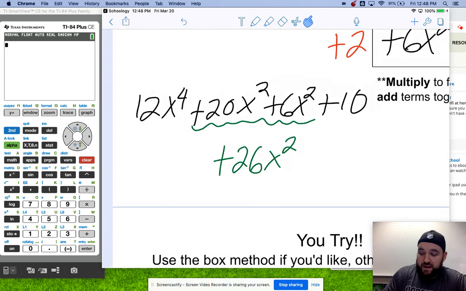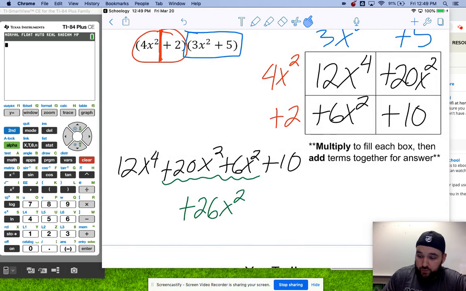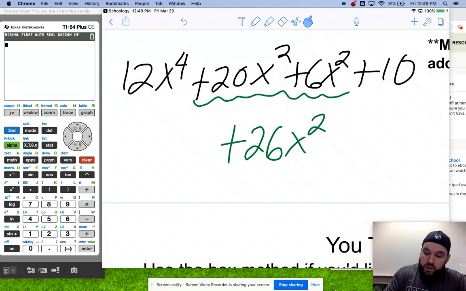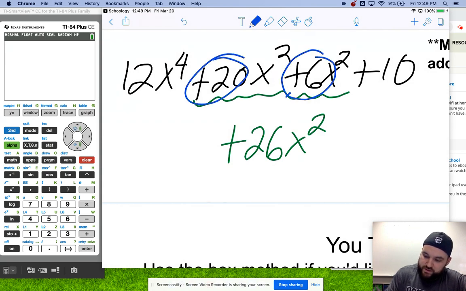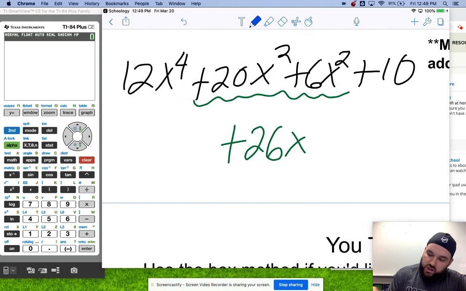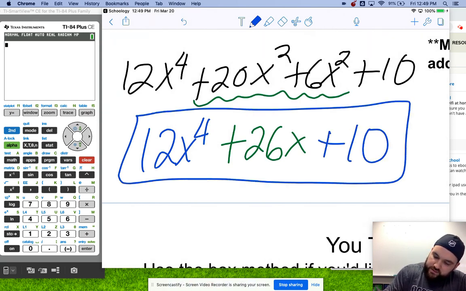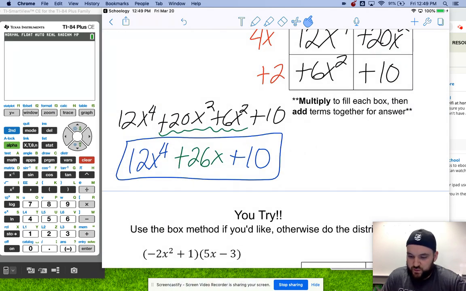Okay. Back here to fill out the box, we multiplied x squared and x squared to get x to the fourth. That changes powers. But when you're talking about combining like terms, you are just combining the coefficients. So 20 plus 6 is 26, but I am not changing that exponent. So 12x to the fourth comes down, and plus 10. And then this is my expression. That's my answer, so to speak.